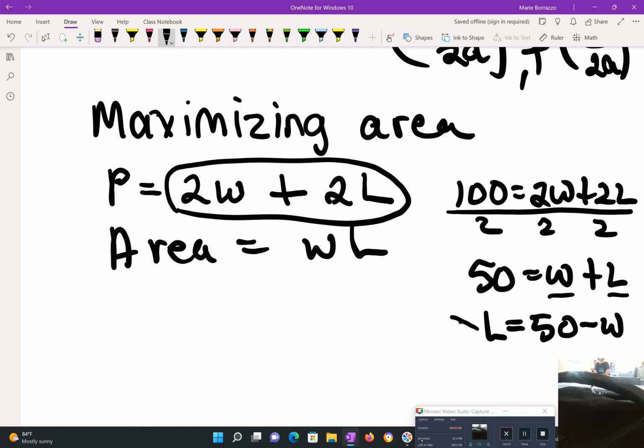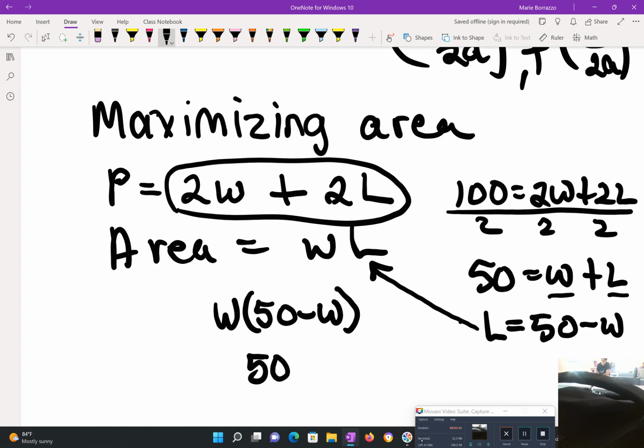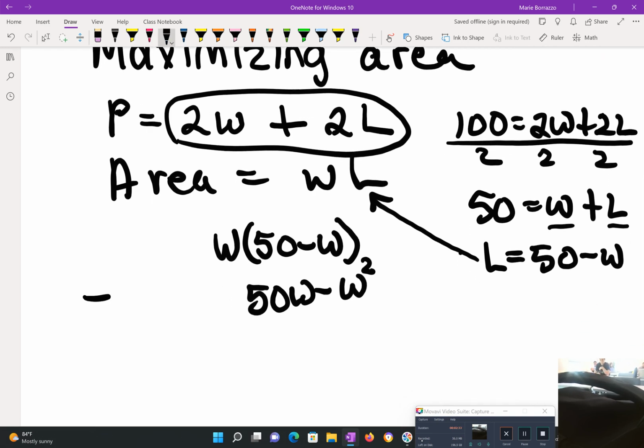I now take this and plug it in for L, and that's where my quadratic comes from. You'll see that play out in the first formula, where I'm going to have W times 50 minus W, which will give me 50W minus W squared. This is where we employ that concept of the vertex, negative b over 2a. I have the b value right here, and here's the a value, which is -1. So that's a connection to what we're going to talk about today.